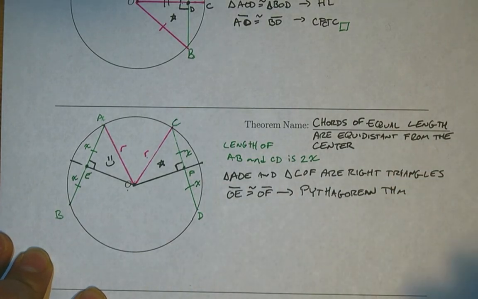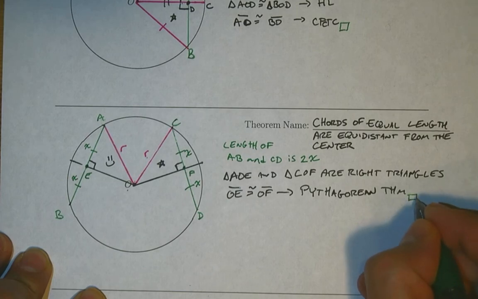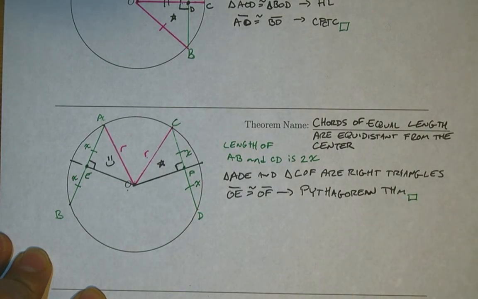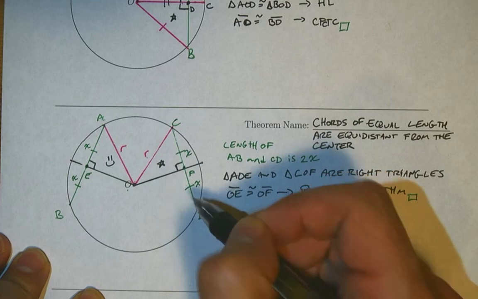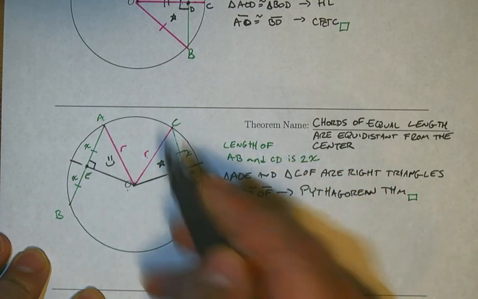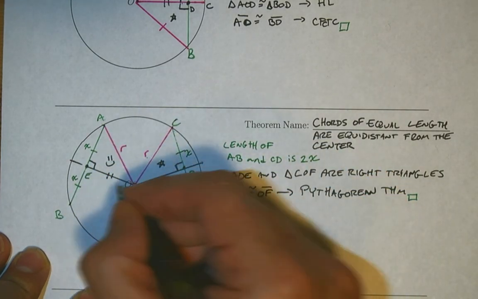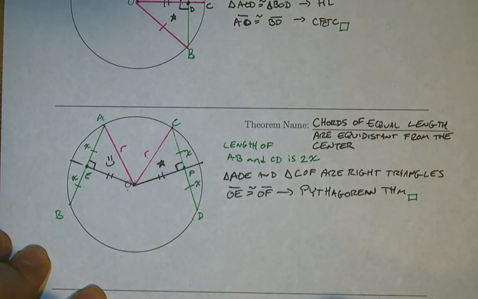And that's what we wanted to prove. We wanted to prove that these two chords, AB and CD, because they were the same length, that meant that they had to be the same distance from the center of the circle. And we're done with our proof.